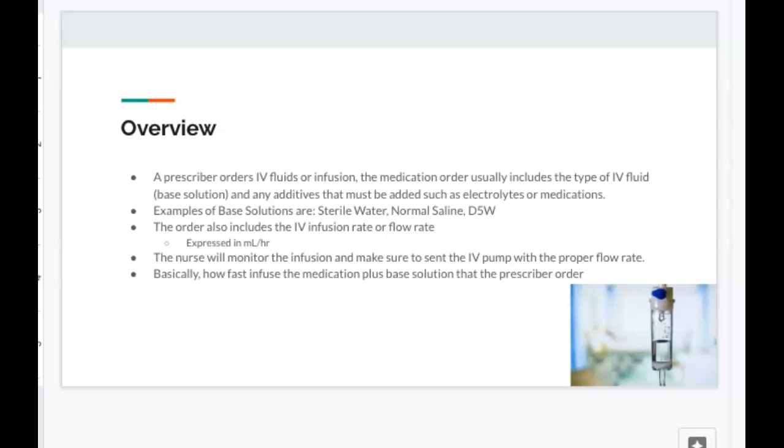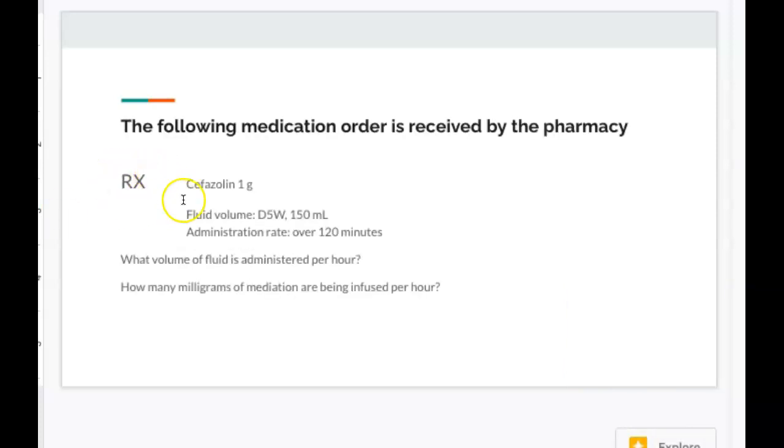So an example of that would be, let me show you what a medication order might look like. Here is a medication order. It gives you the drug, it gives you the fluid volume, its base solution, which is dextrose 5% water, the fluid volume, and how fast to administer it. So this would be an example of what we typically see for a medication order when we're looking at flow rates.